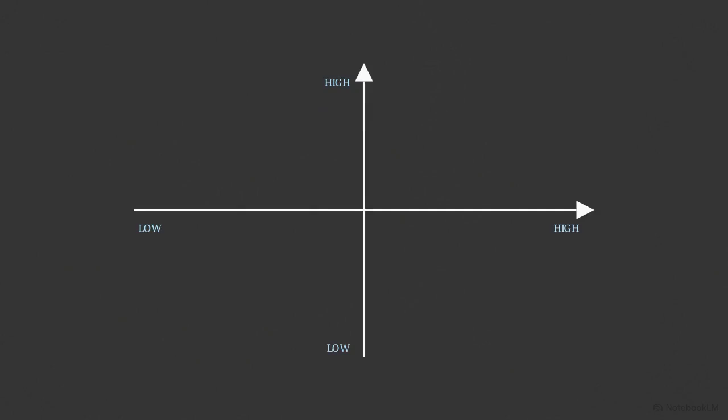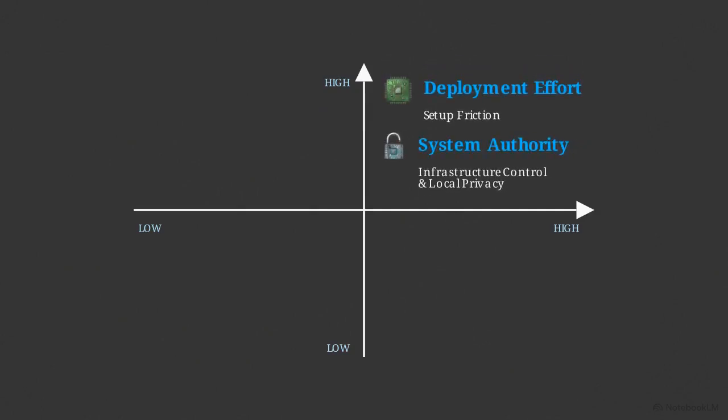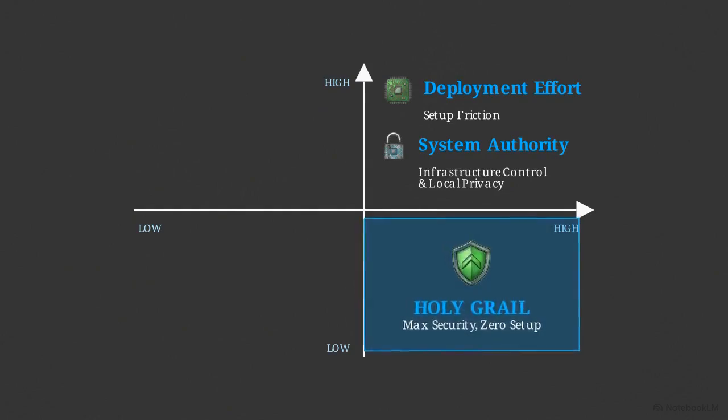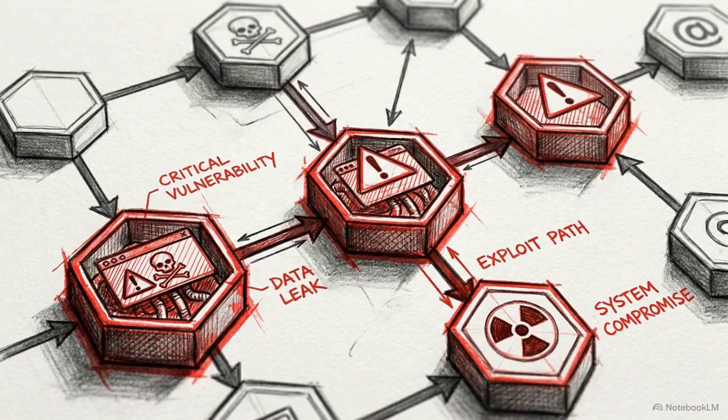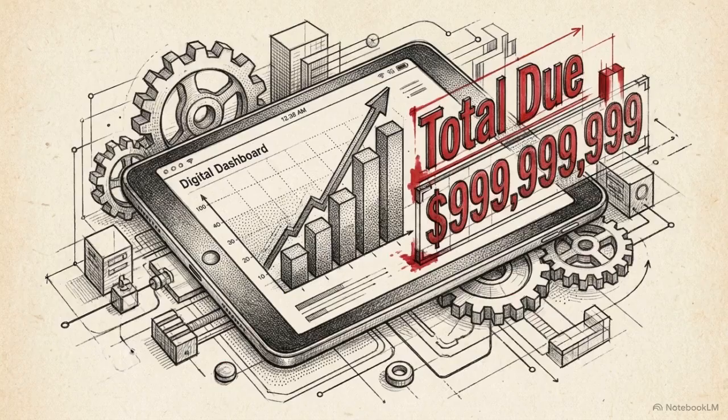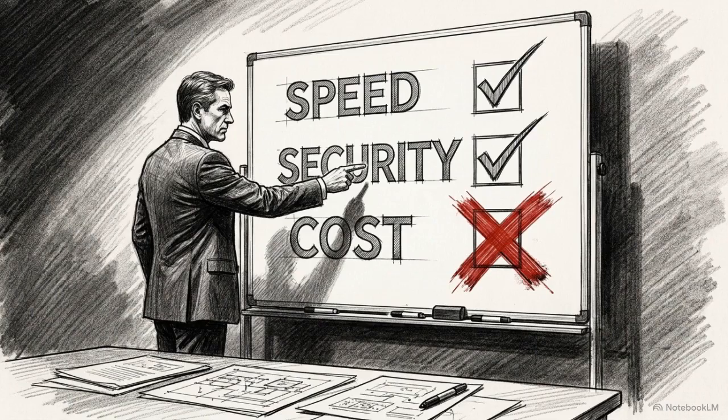On the x-axis, infrastructure control and local privacy. On the y-axis, setup friction. Maximum security and zero setup time do not overlap. The architecture you pick right now will dictate exactly where your vulnerabilities lie and what your server bill looks like at the end of the month. Choosing an agent framework is an exercise in identifying which specific compromises your business can survive.